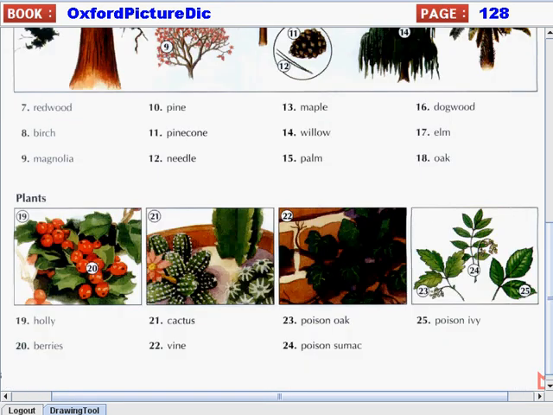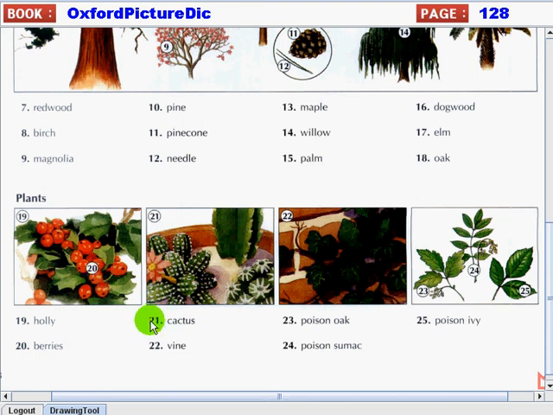Now let's learn new names of plants. Like in number 19, it's holly. We have here holly. This is what we call holly. Holly is the leaves and berries of the plant, okay? Used for Christmas decoration. The leaves and berries of this plant are used for Christmas decorations. But this plant is what we call holly. Okay? And in number 20, we have the berries. Okay, the berries of this plant, the holly.